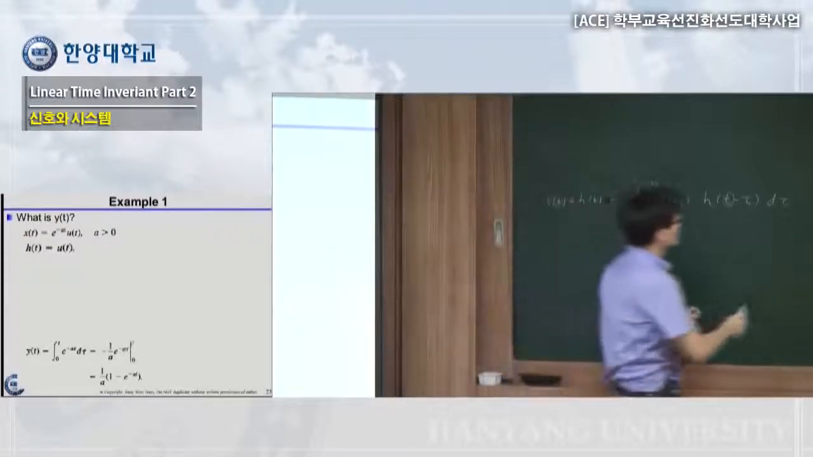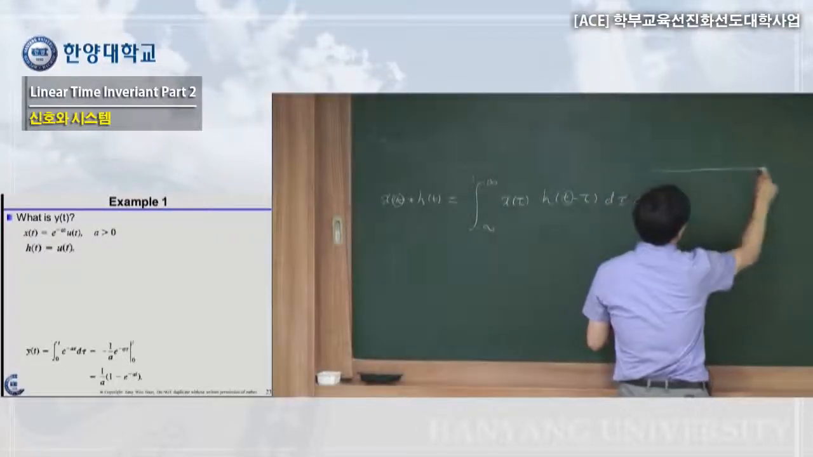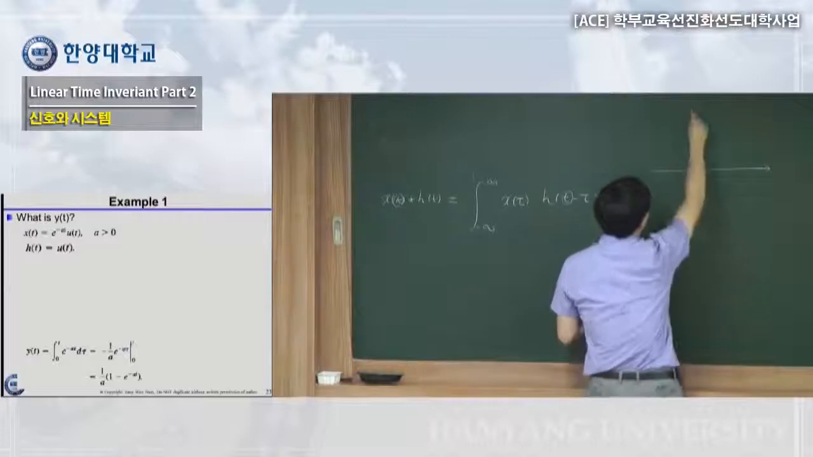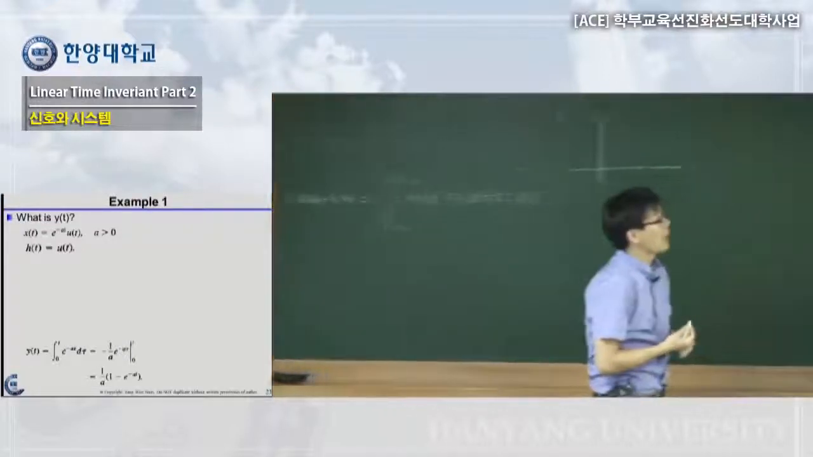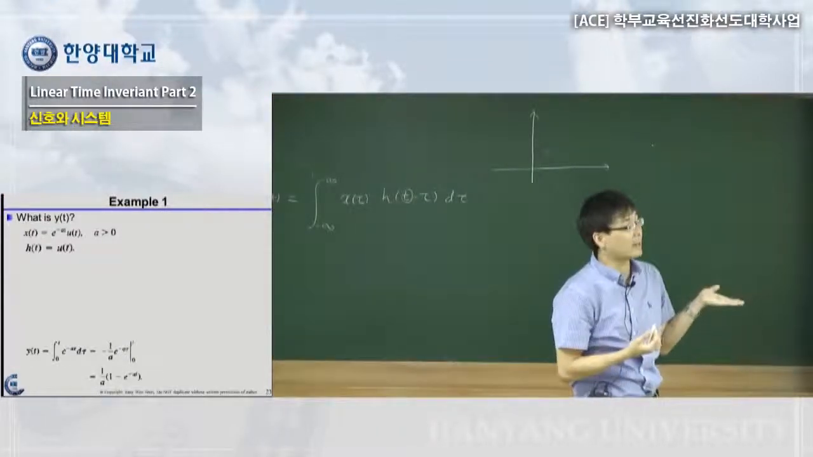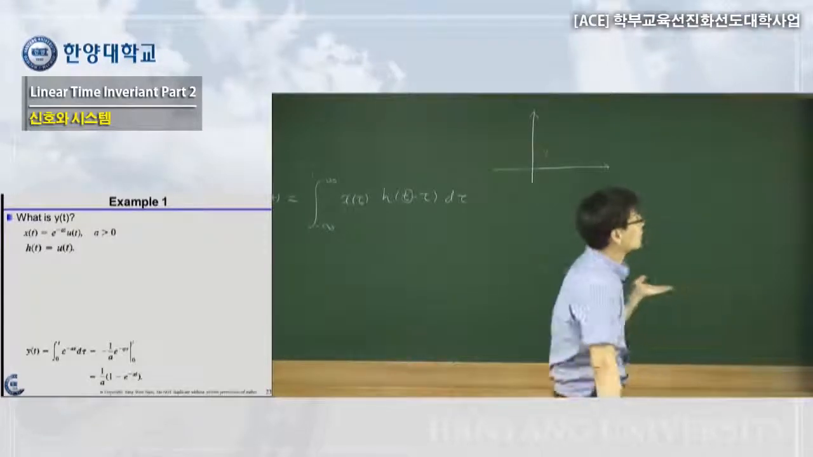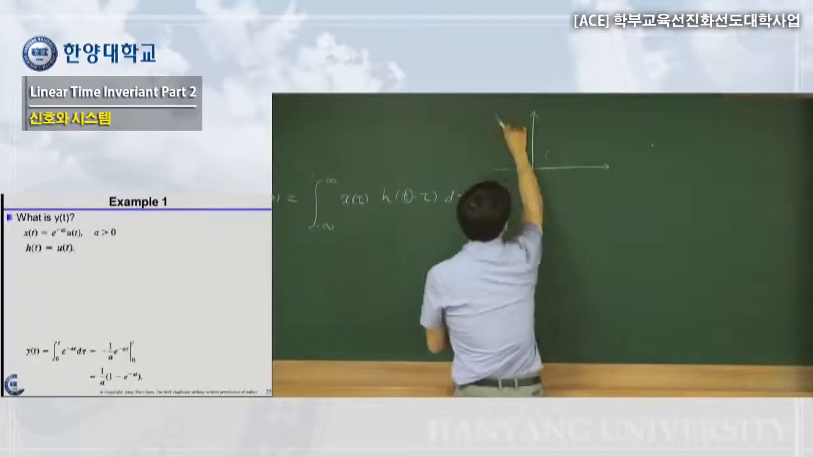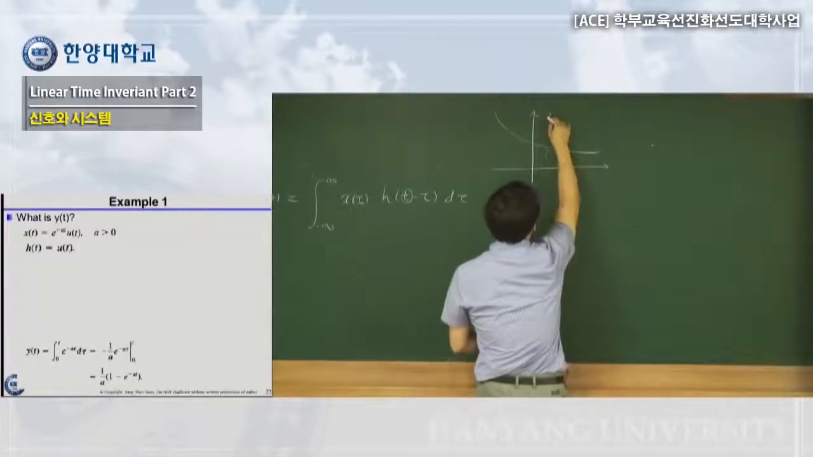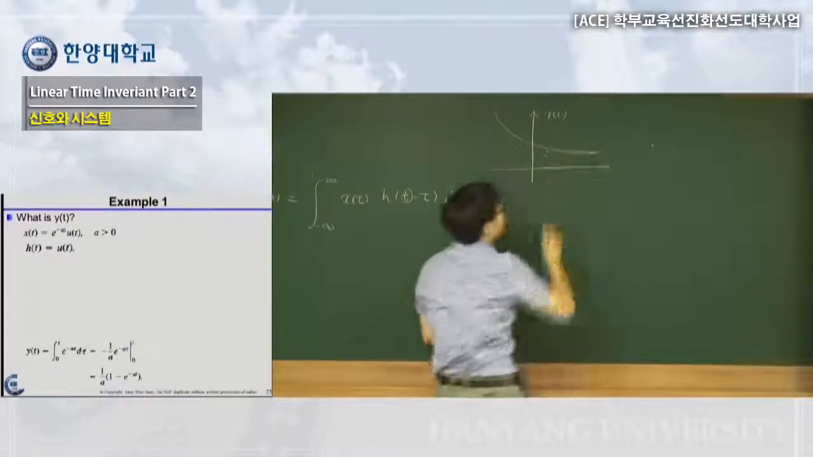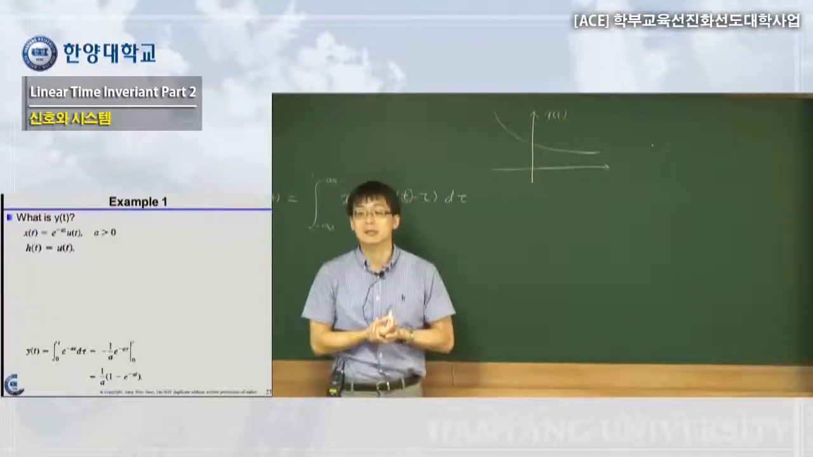So x is what? Exponential minus at when a is larger than 0. Then the table looks like this. This is xt. Okay, it looks like this.